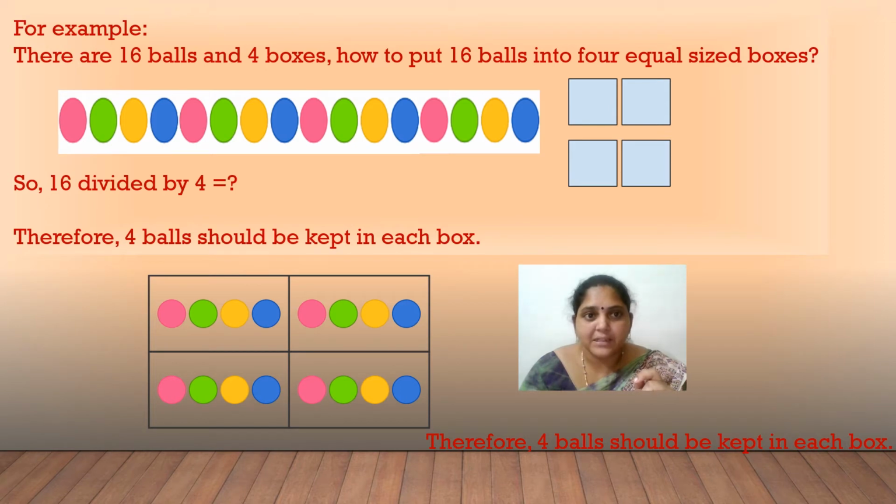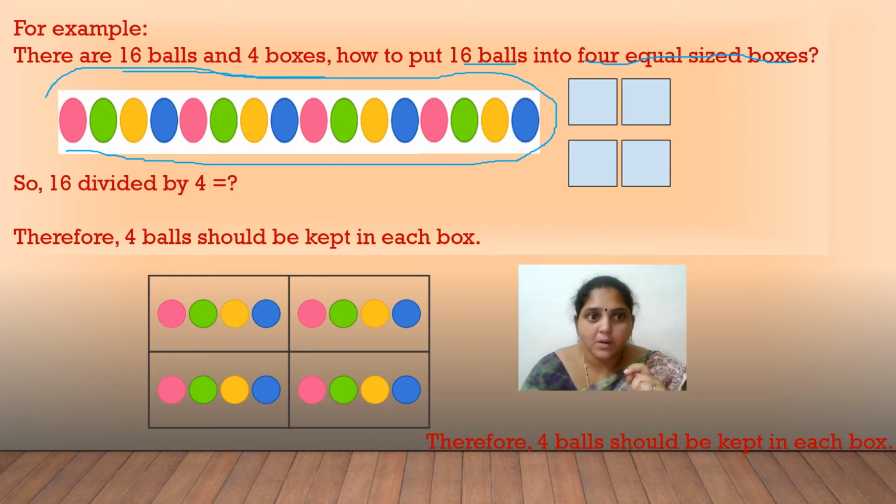I will show you an example here. There are 16 balls and 4 boxes. How do we put these 16 balls into 4 equal sized boxes? If you observe here, my total balls are 16, right? Now I have to place them equally in these 4 boxes.